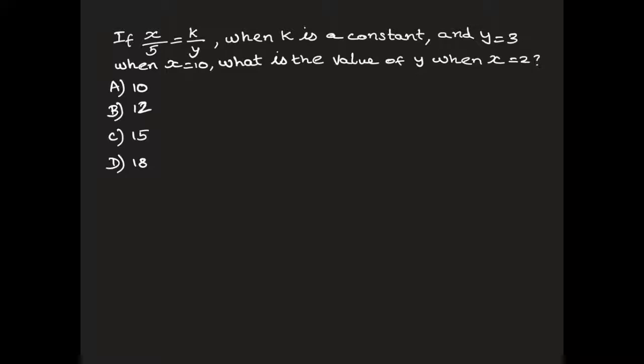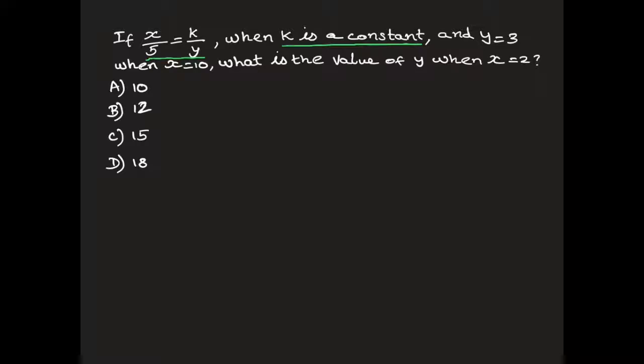So first, let's dig deeper into the problem and underline our important information. The first important piece of information is: if x over 5 is equal to k over y. That's very important because this lets us know the proportion that we're given in order to solve the problem. Another important thing is that it says k is a constant. So we know that no matter what values y and x are, k will always be the same number.